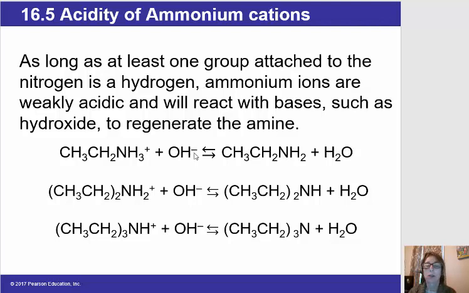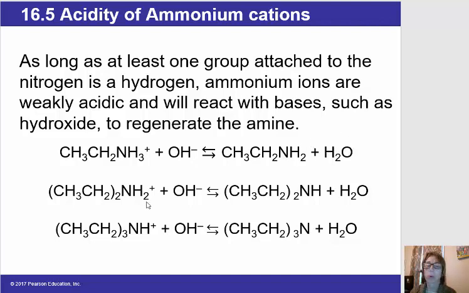So we have 3 examples of ammonium cations, from primary, secondary, and tertiary amines, and let's look at how they react with hydroxide. In our first example, we have ethylammonium reacting with hydroxide, and the definition of an acid is that it is a proton donor. So the ethylammonium donates a proton to hydroxide to form the amine, ethylamine, as well as water.